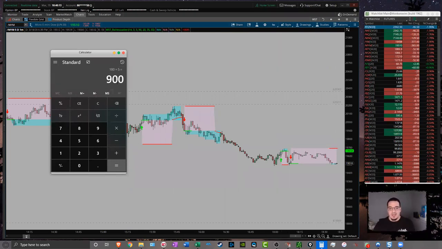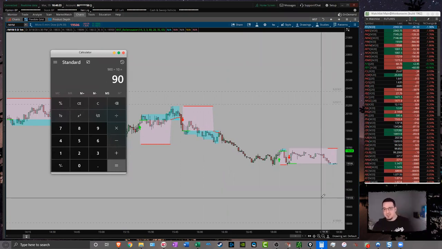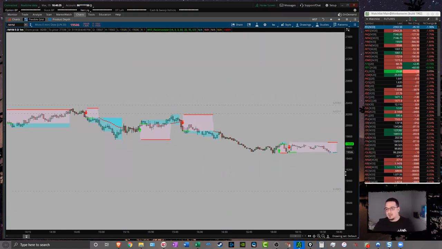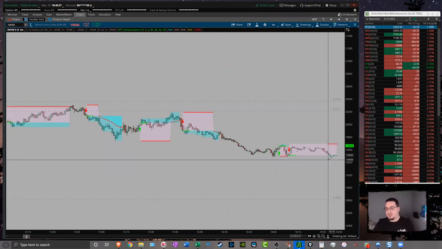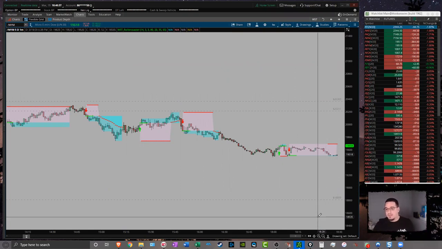Anyways, $900 risk on this trade. If we were trading the micro, we would divide that number by 10 since it's 1/10 the size, and it's about $90 risk on this trade. And the potential could be, I hate to say unlimited. It could only go down to zero, but we know that's not likely. So 18,809 is a potential.